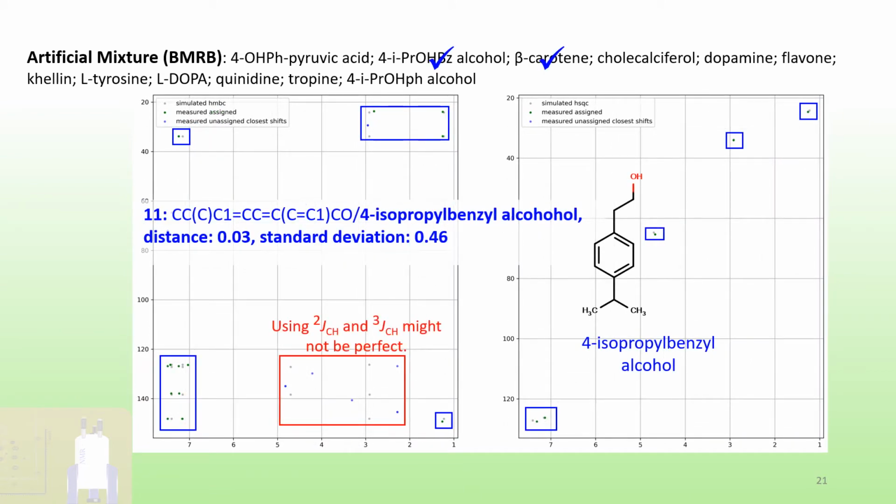Another good example from the artificial mixture is the identification of 4-isopropylbenzyl alcohol. Since our method predicts the HMBC data through 2 or 3 bonds, we might overfit a little bit the expected correlations. But this is why we have this visual validation step, so users can give the final decision. But again, the identification, I would say it's clear.